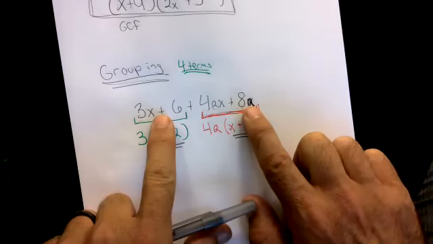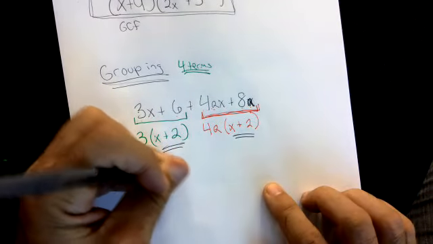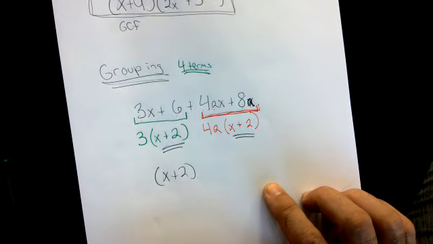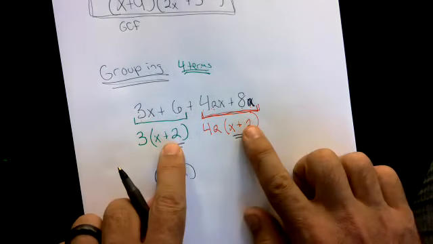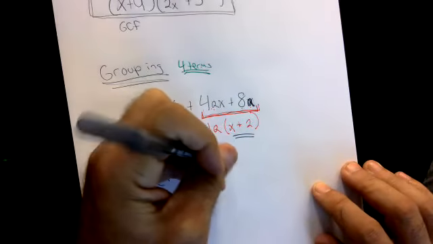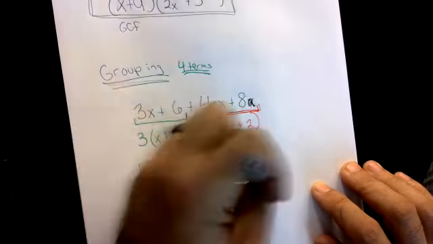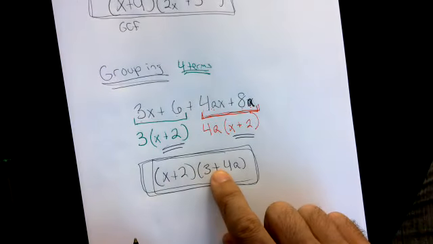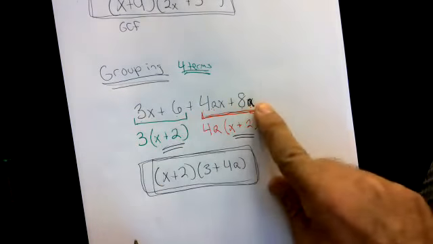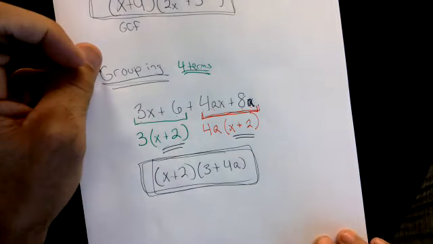So now I can see I do have a greatest common factor. Well, I couldn't see it to start with. Now it becomes pretty obvious. My greatest common factor is x plus 2. And if I divide him out, then I'm left with 3 plus 4a. So this is the factored form of this. So this is a strategy we can use.